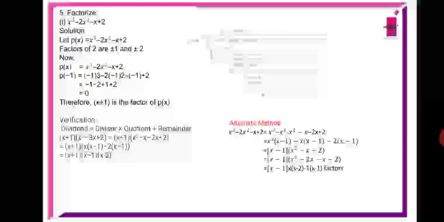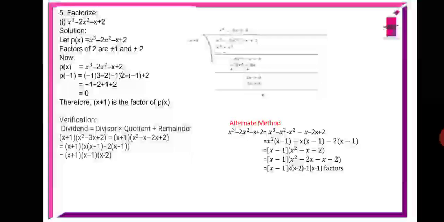So here if you are going for a cubic polynomial, if you are going to factorize, how are you going to do it? First of all, you are going to check whether plus 1, minus 1, plus 2, minus 2 are factors using the factor theorem. Then you are going to divide the polynomial with one of the factors, then you will get a quadratic polynomial. Then you are going to factorize.